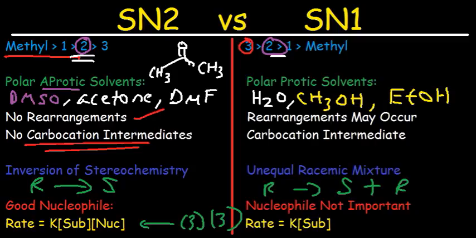For an SN1 reaction, the nucleophile is not important because it's not in the rate law equation. If you double the concentration of the nucleophile, it has no effect on the rate. The only way to increase the rate of an SN1 reaction is by increasing the concentration of the substrate.